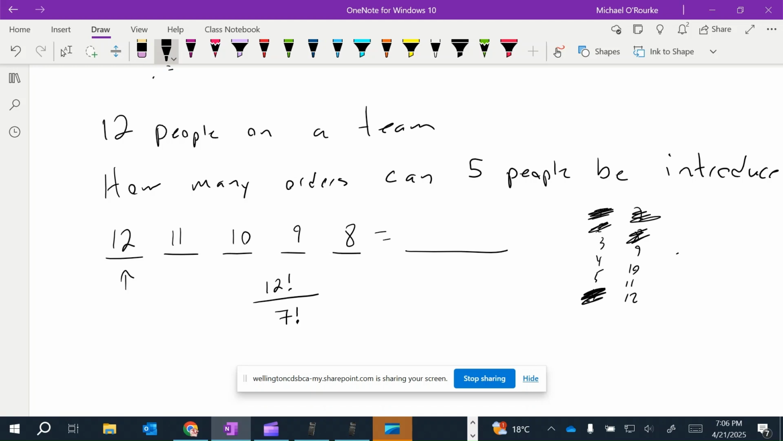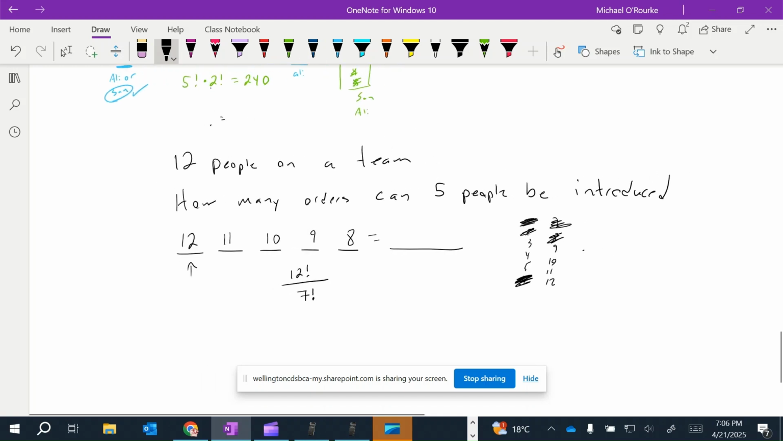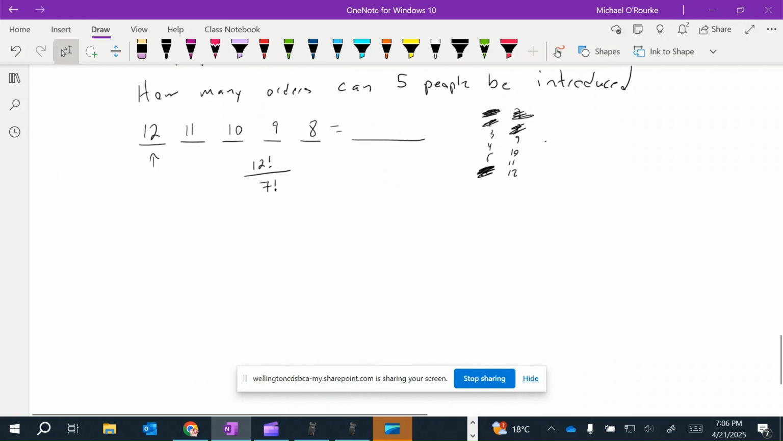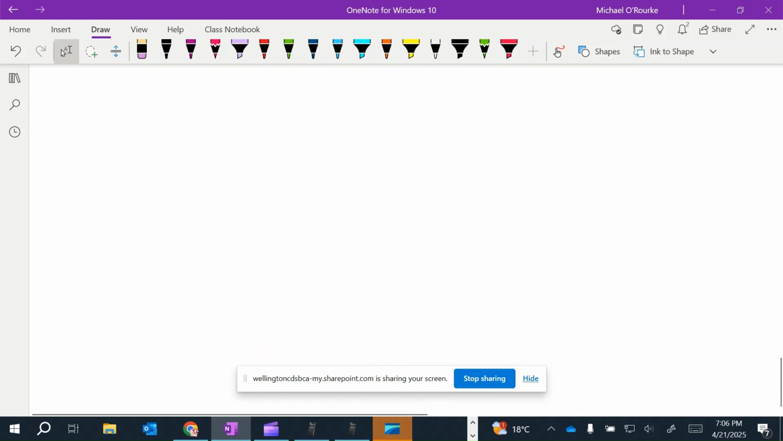Okay? I'm trying to think of what other tricks we could do. Let's do this one. So let's go 5 friends. 5 friends, and Allie must be in the middle. Okay? I'll give you a second to work it through.